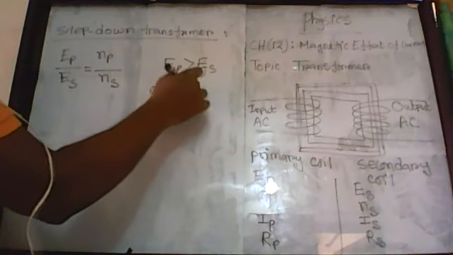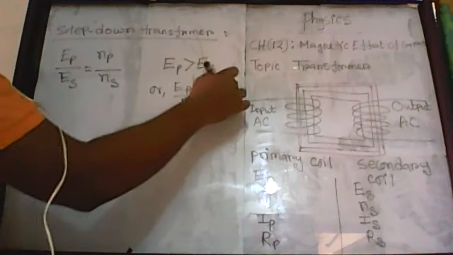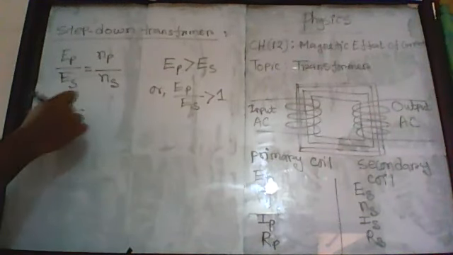Now, if you divide EP by ES, then this part must be greater than 1. So when EP by ES is greater than 1, then obviously you can say that here NP by NS is also greater than 1.